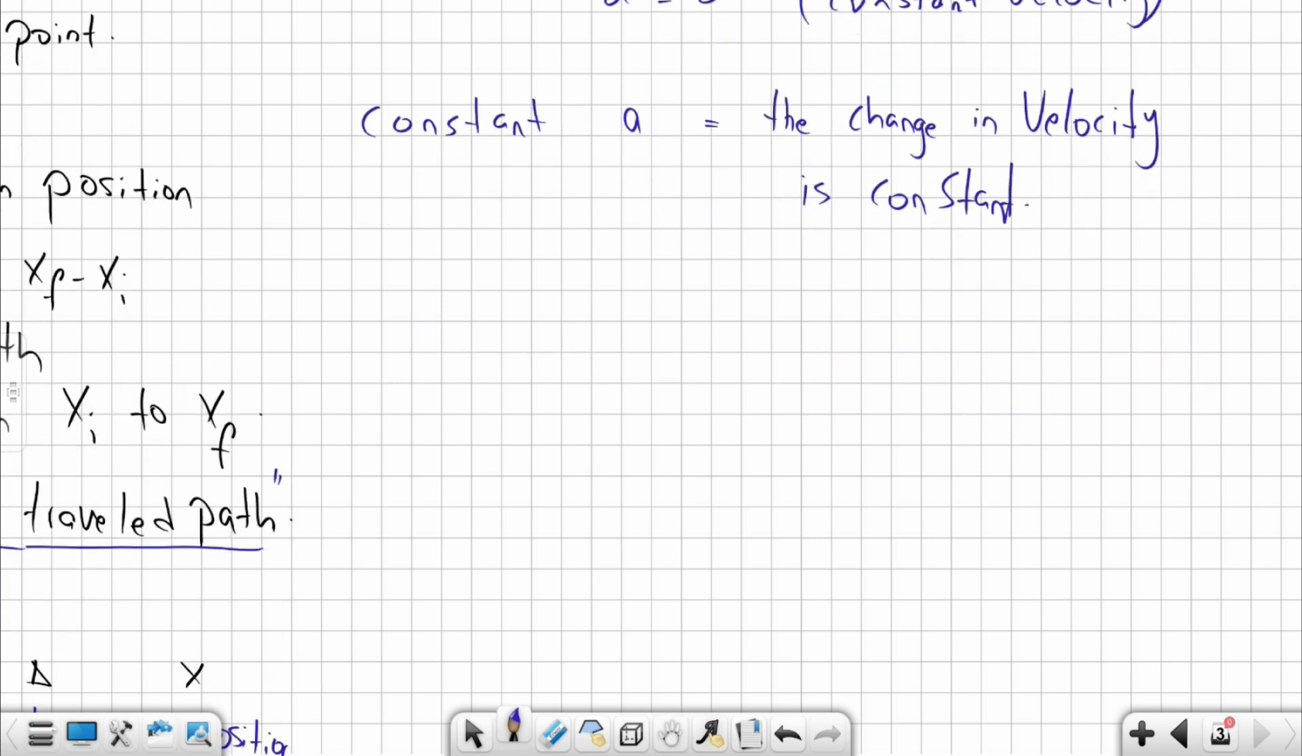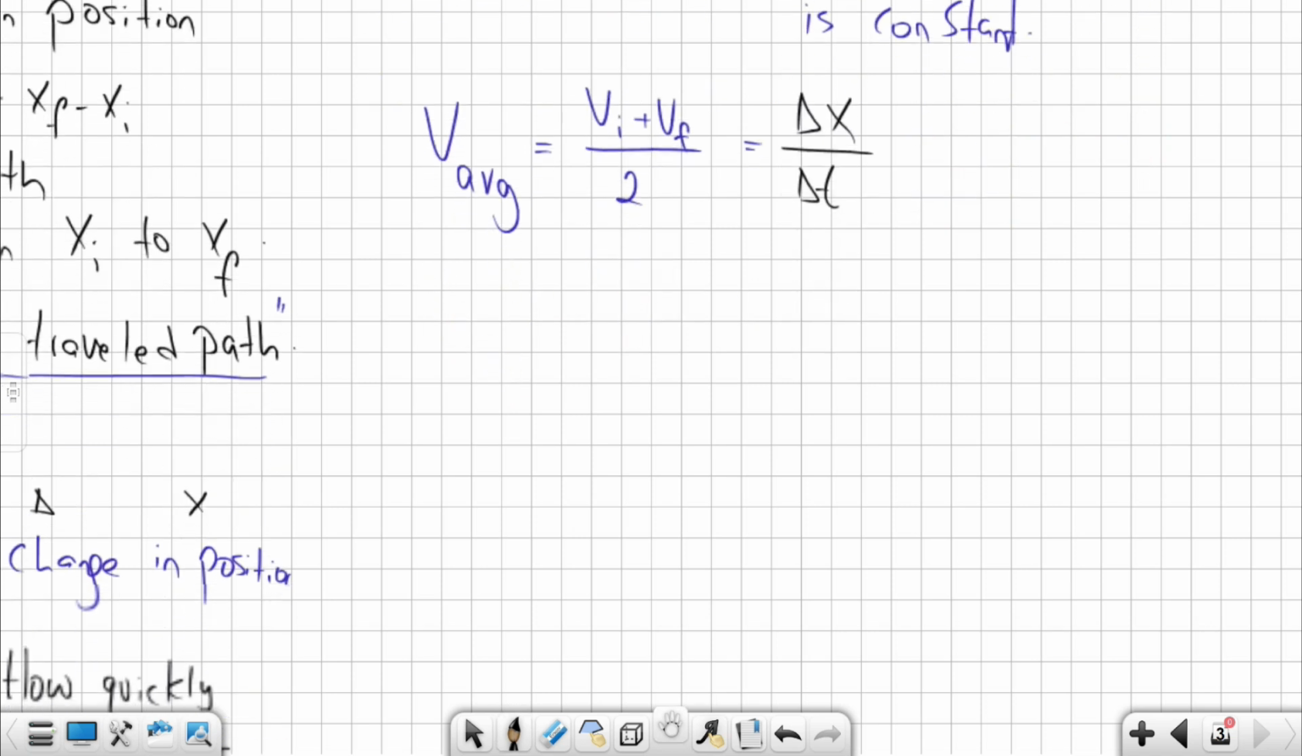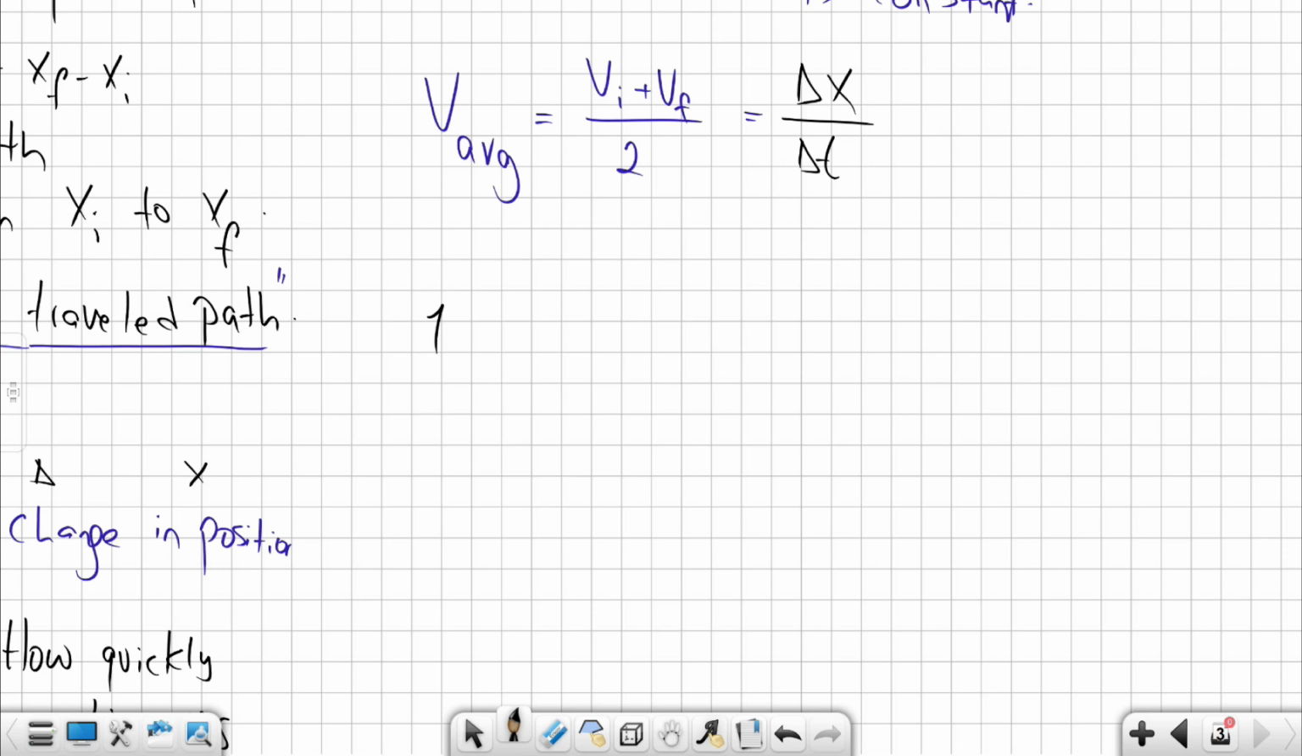Okay, why is this special? Because when acceleration is constant, we can say that the average velocity is equal to v initial plus v final divided by 2. We can only and only write this equality if the acceleration is constant. At the same time, the average velocity is equal to delta x divided by delta time. Now I can cross multiply this and I will get the first kinematic equation, which is delta x is equal to 1 over 2 times v initial plus v final, times delta time.